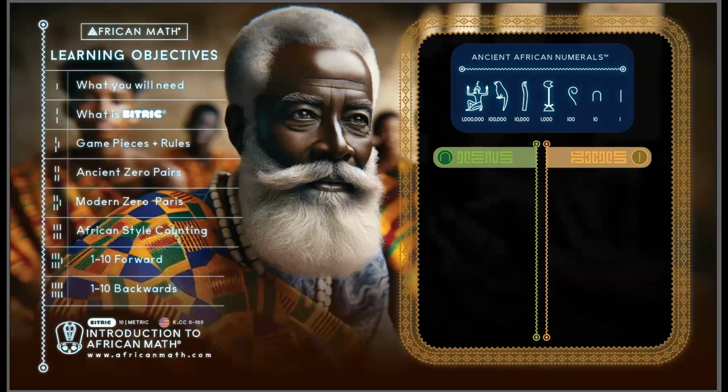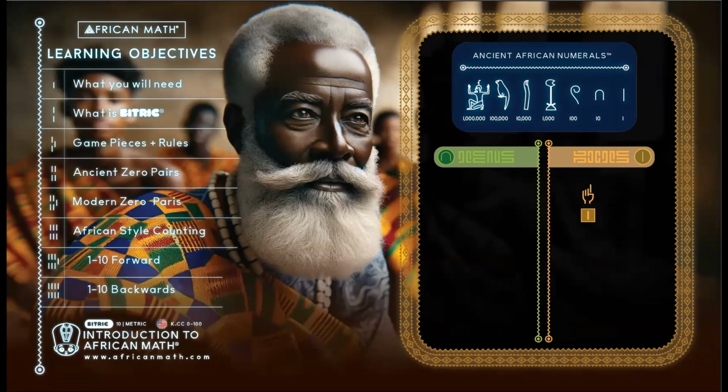So now what you need to do is learn your game pieces. So now that you know you need those snap cubes, here's why. Remember earlier, I was telling you that the ancient BITRIC system is a body ratio system. And it's very practical when it comes to teaching learners, because they learn their body parts.